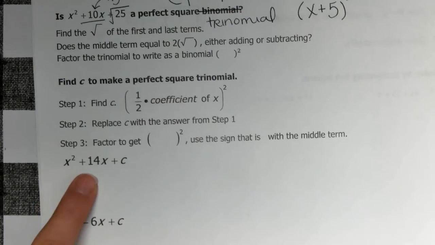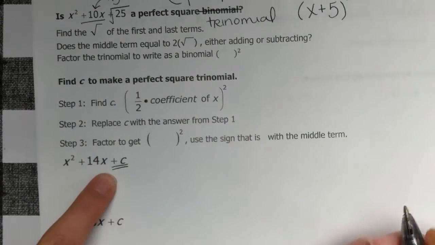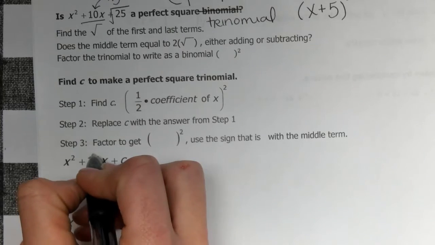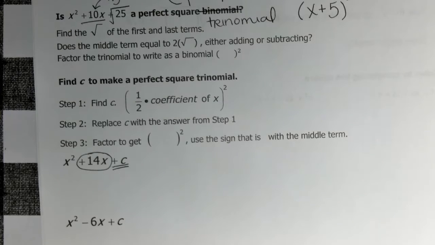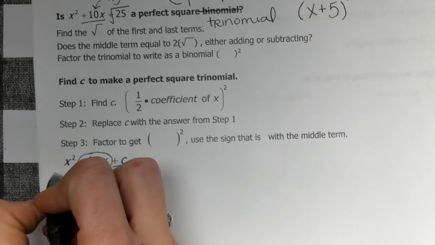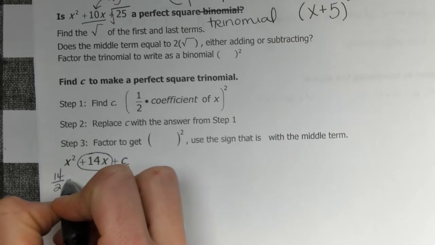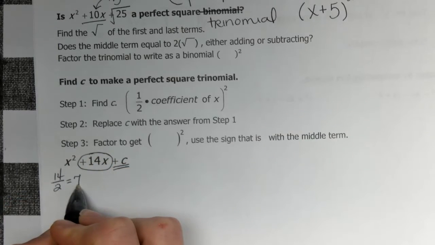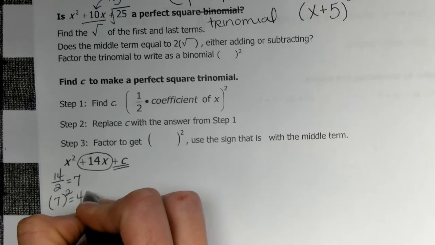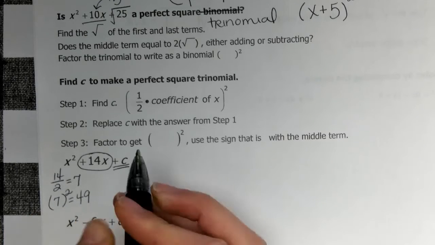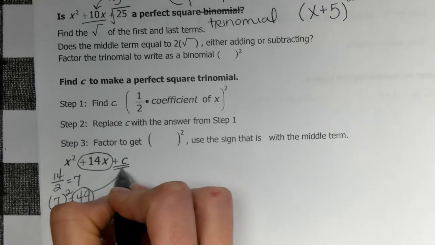So if I have x squared plus 14x, I need to know what this plus c is. What I'm going to do is take this 14. It's always your middle term, which is technically, if I do x squared plus bx plus c, your b. So I take 14 and divide it by 2, and that gives me 7. Then I take 7 and I square it, and that gives me 49. This 49 is my c.